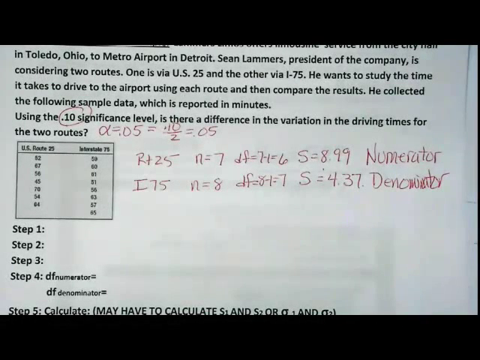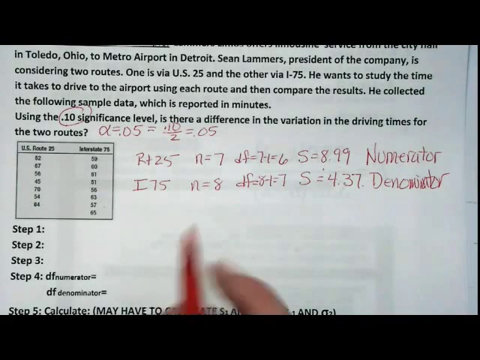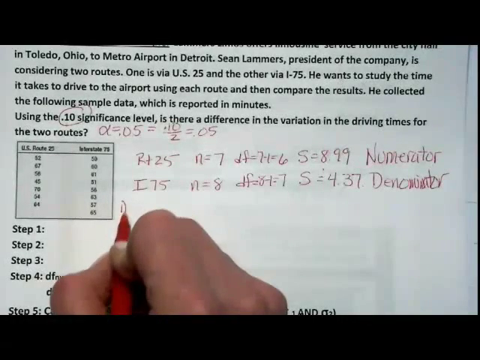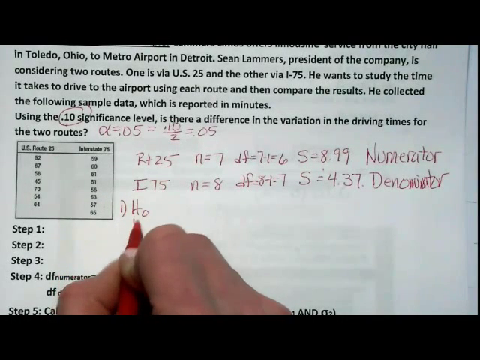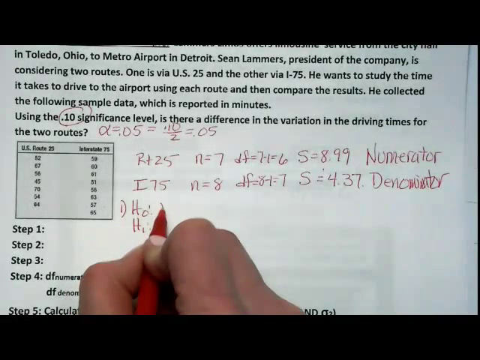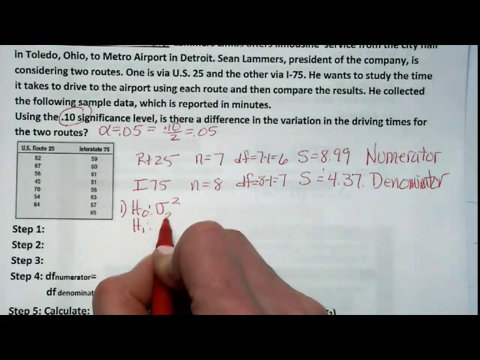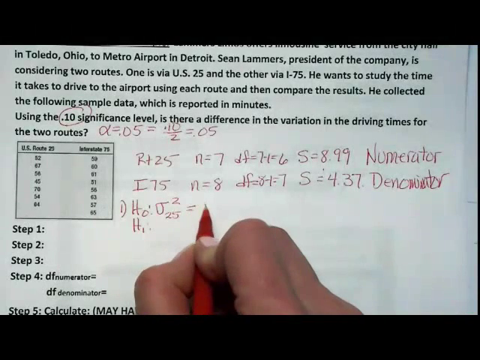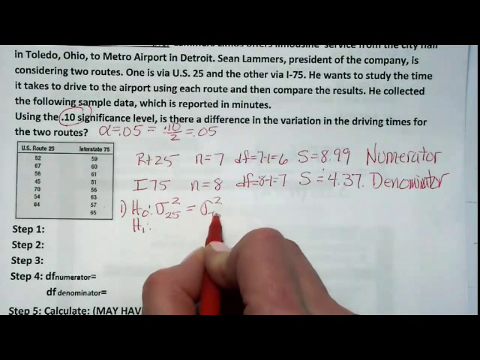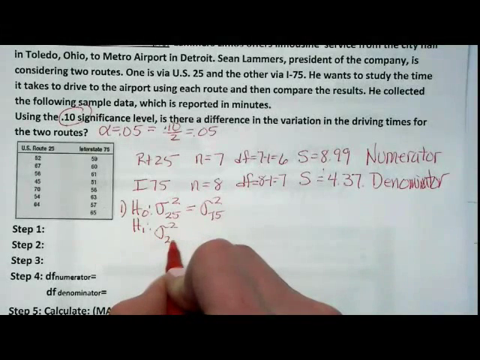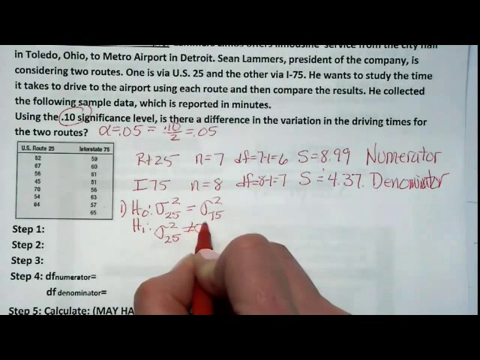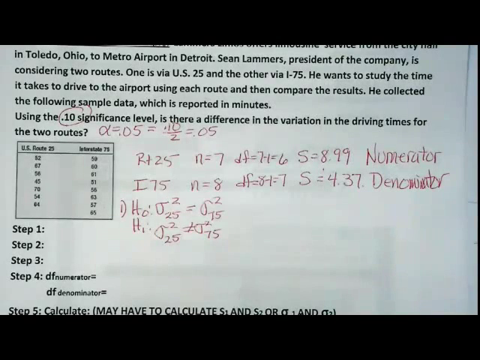Okay? And that will become very handy in a little bit. Step 1, almost always our null and alternate for variance data will be: the variance of Route 25 equals the variance of I-75, or it is not equal. Most of our examples are like that. I think in your homework there might be one different where it's more than or less than or something like that.